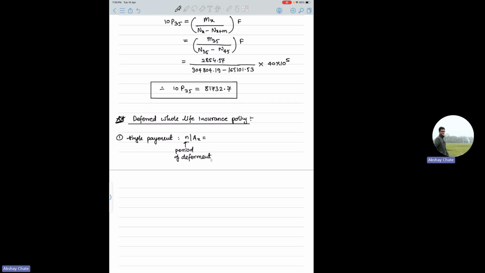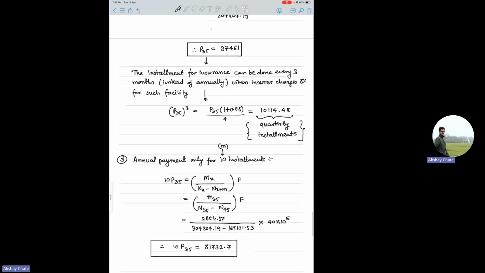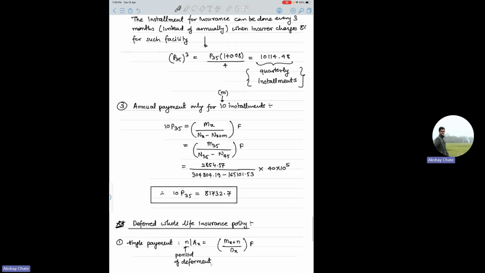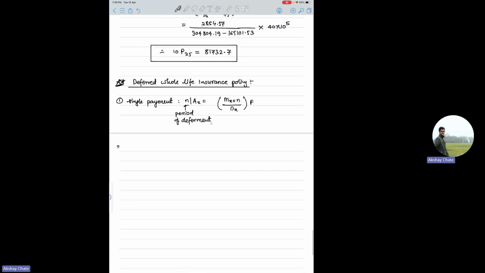Okay, and it is given by Mx+n divided by Dx into F. So if you compare it with the first formula, that is just Mx by Dx. Here it is Mx+n by Dx, because you are deferring it by some n number of years.